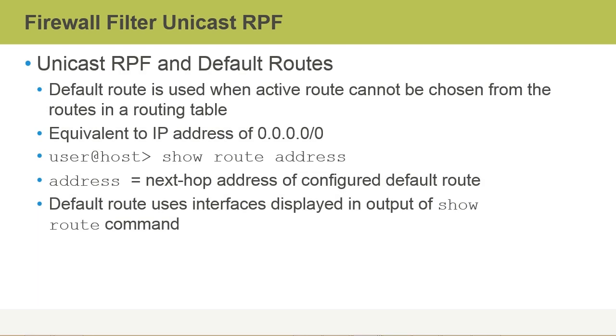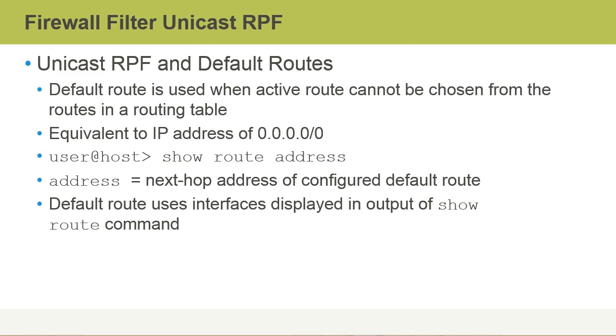As far as unicast RPF and default routes go, it's important to understand how these default routes within the routing table will work. So the default route is used when the active route cannot be chosen from the routes within the routing table. This is typical of routing devices: when there's no active route that can satisfy the path, then the default route will be used. The default route has the equivalent of 0.0.0.0 as an IP address.